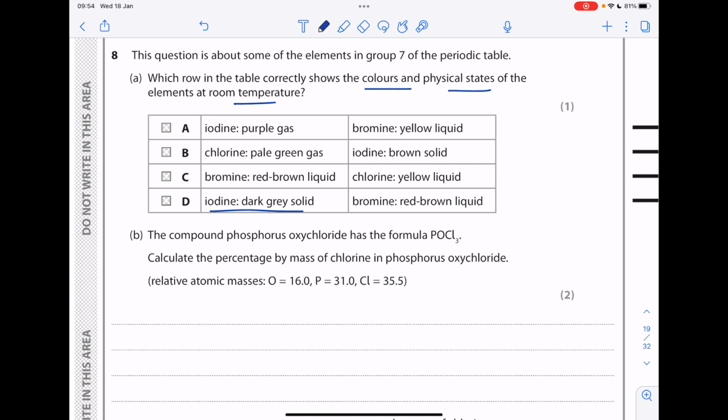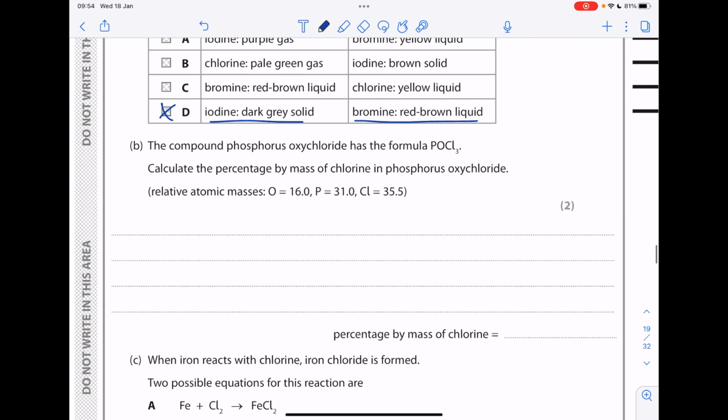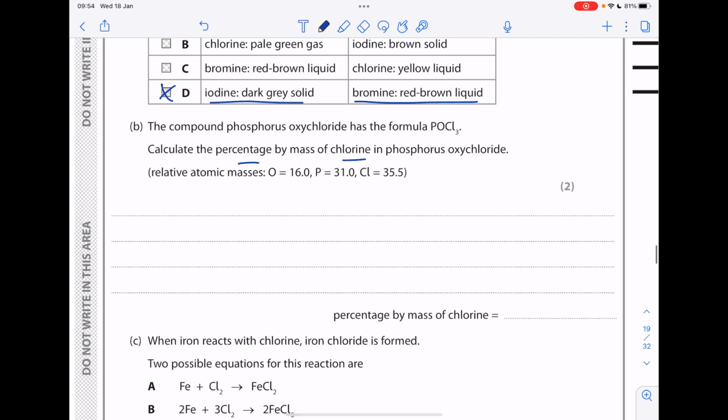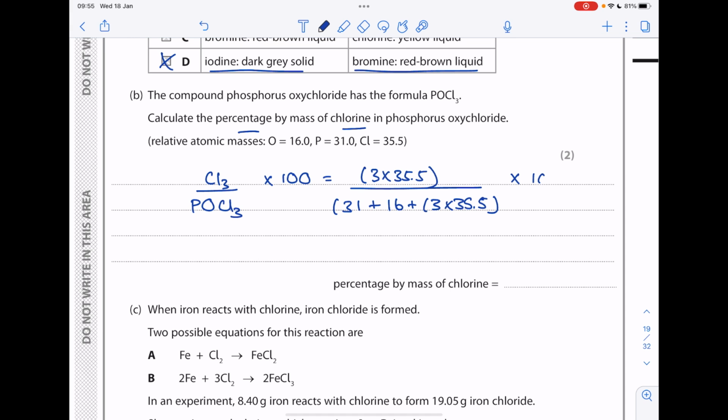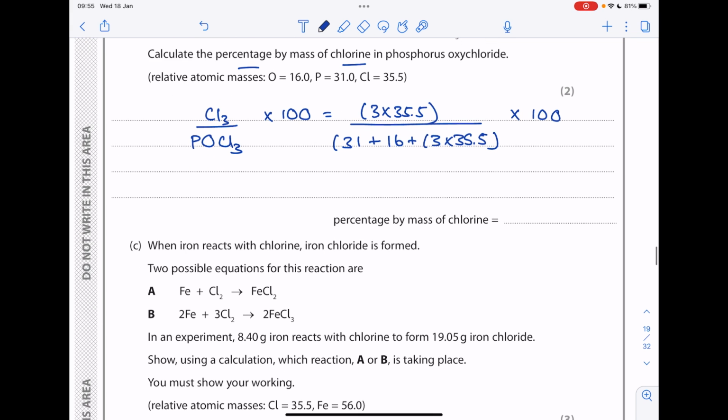And then let's just check that we're happy with bromine as a red-brown liquid. Yes, we are. The compound phosphorus oxychloride has the formula POCl3. Calculate the percentage by mass of chlorine in this compound. So this is the formula effectively we need to use. So we have 3 lots of chlorine. And once you put that in, you get 69.4%.